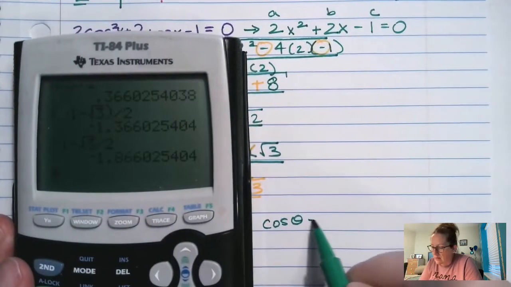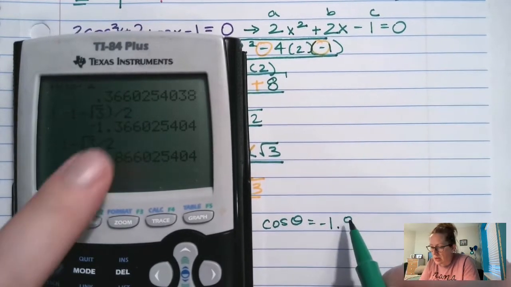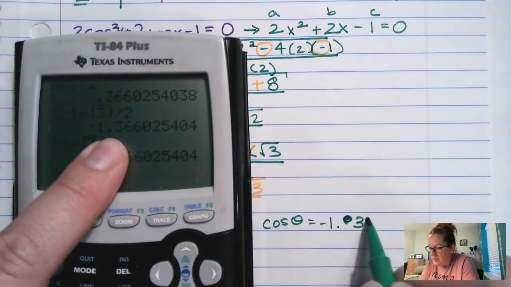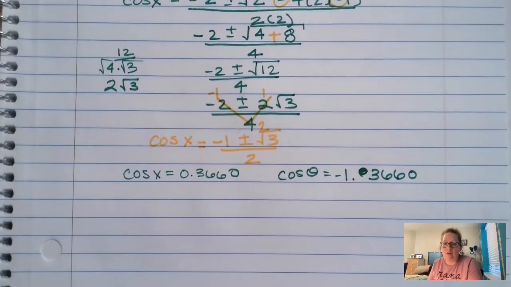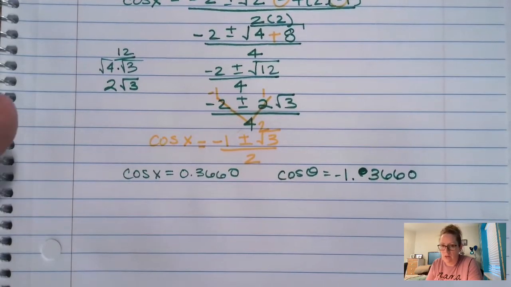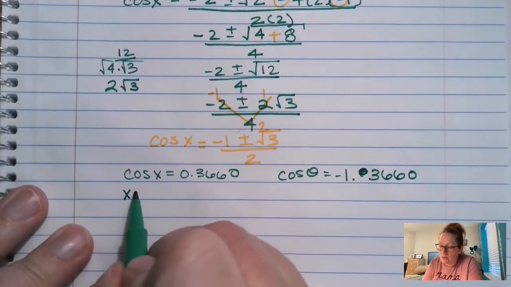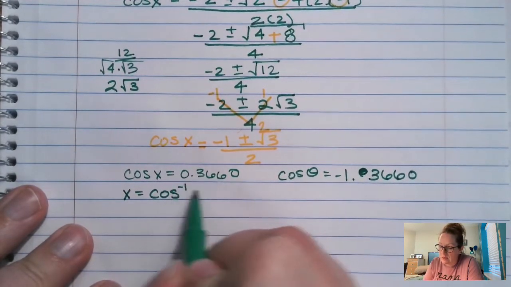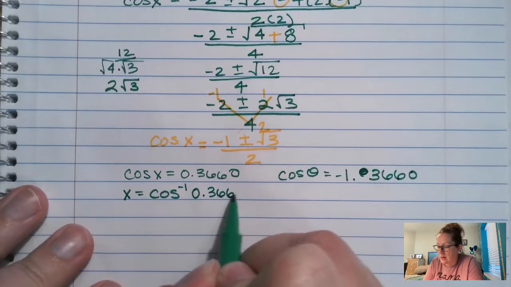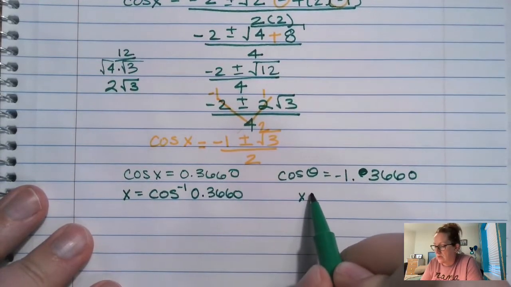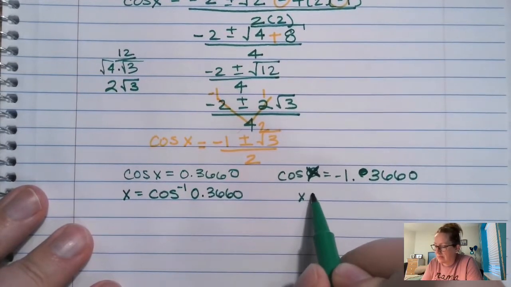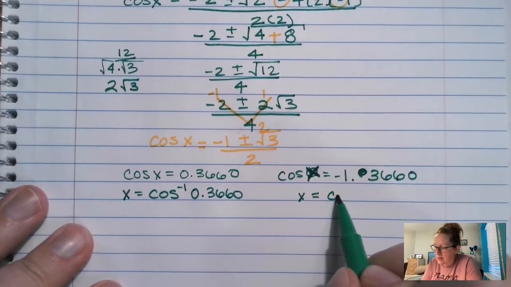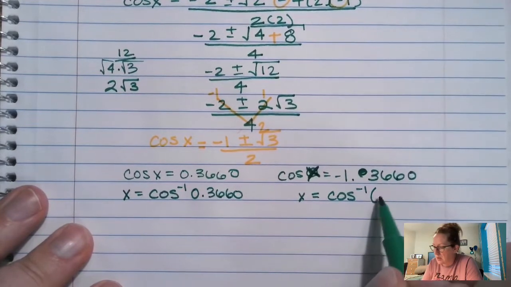The other cos value we have is -1.3660. Oh, sorry, wrong one. Okay, so we have two values, 0.3660 and -1.3660, that we can't do triangles for. So we need to do the cos inverse. So we're going to say cos inverse of this value, and then cos inverse of, whoops, should be an x. It doesn't matter if it's an x or a theta. It's a variable. It's not a big deal if they're interchanged. They mean the same thing.